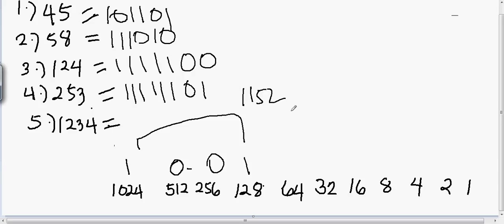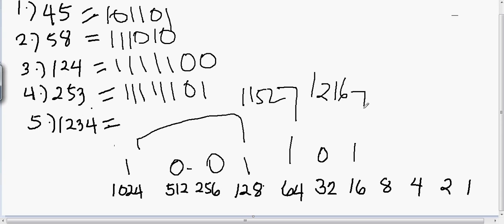Right, so let's try 64. So 1152 plus 64 is 1232. Or rather, sorry, 1216. Let me just delete this. So 1216. Okay. So what other number here could we add? 32? No. Okay, how about 16?